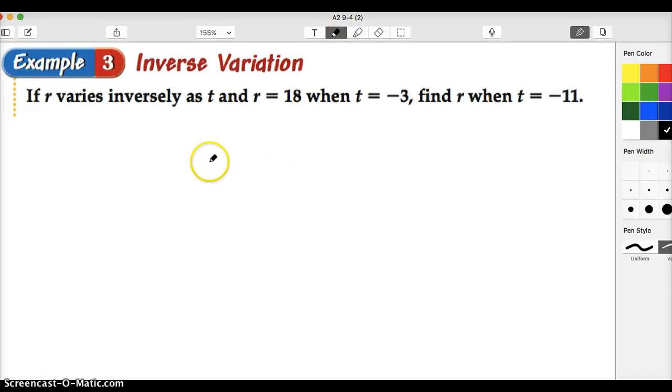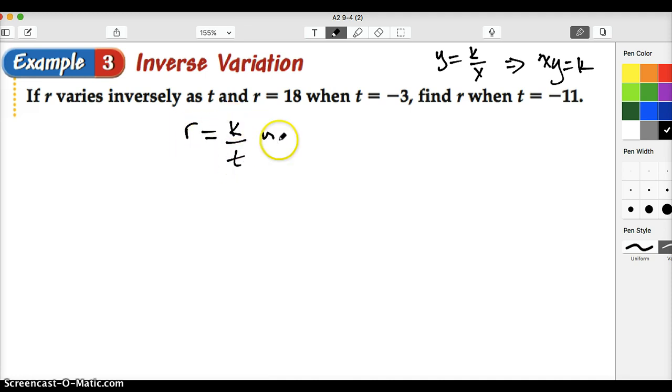Here we are in example 3 and we're going to use inverse variation. So we remember inverse variation has some kind of situation where one variable y is equal to k over x, or sometimes we look at it as x times y is equal to k. Let's see how this works out. So if r varies inversely as t, that means r is equal to some k value divided by t, or rt is equal to some constant k, and r is equal to 18 when t is equal to negative 3, find r when t is equal to negative 11. All right, so here's how I like to do this problem.